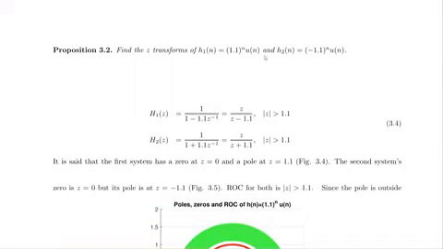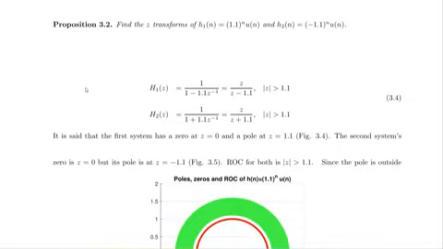Now, another two important systems. This time, find the Z transforms of h1 of n equal to 1.1, just have a pause here. The earlier one was 0.9, inside the unit circle, but this one is 1.1 to the power of n, u of n. The second system is minus 1.1 to the power of n, u of n.